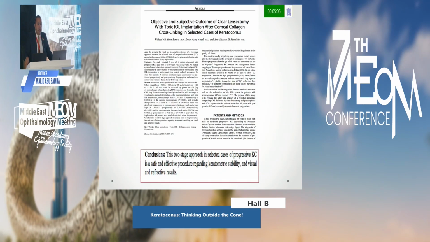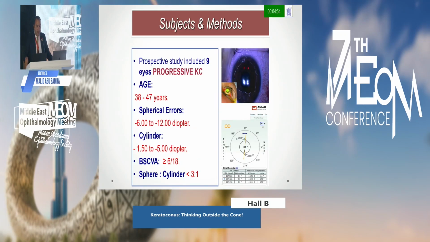Then after this, we published a paper about the objective and subjective outcomes of clear lensectomy with toric IOL implantation in selected cases of keratoconus. We had 9 progressive keratoconic patients with a spherical equivalent from -6 to -12 diopters, with cylinder up to -5, best corrected at least 6/8, and a sphere to cylinder ratio below 3 to 1.